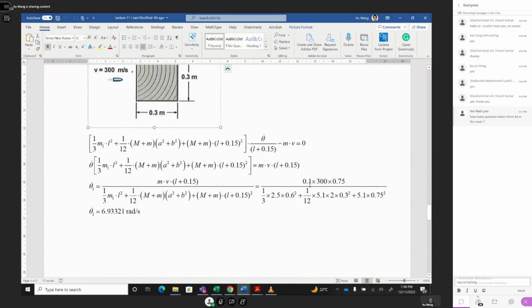This is 1.1 kilograms. We lost this 300, and this is 0.75. And 1/3 m1 is 2.5, the rod mass, and L is the 0.6 length, squared. Then 1 over, the block 5 plus the bullet 0.1, which is 5.1, and inside is L square, because a equals b equals 2 times 0.3 squared, and this 0.1 multiplied by inside is 0.6 plus 0.15 squared, which is 0.75 squared. And then we calculate this one. Have a look and check the results.